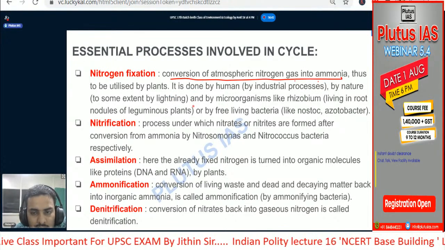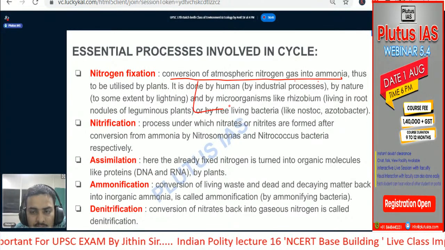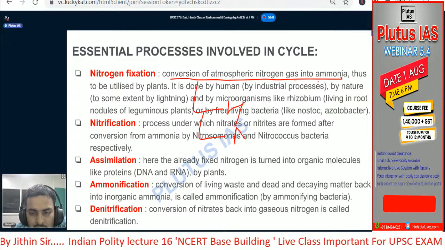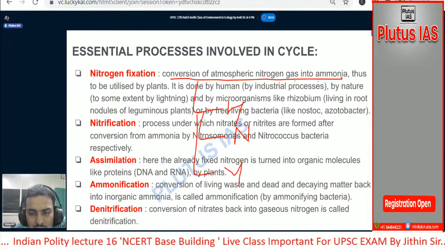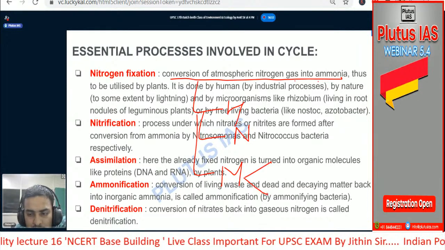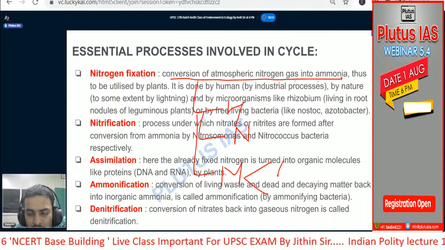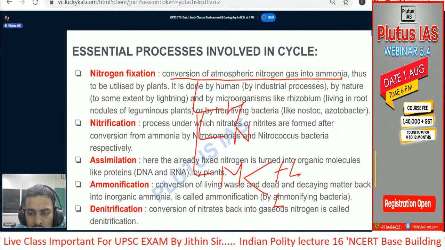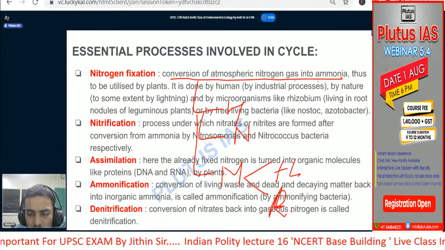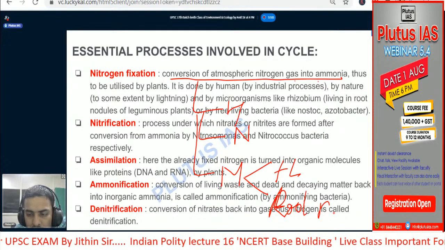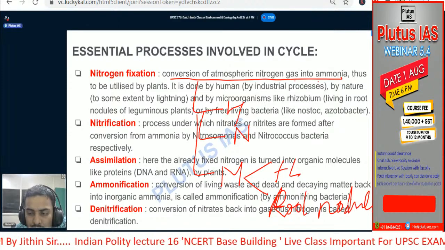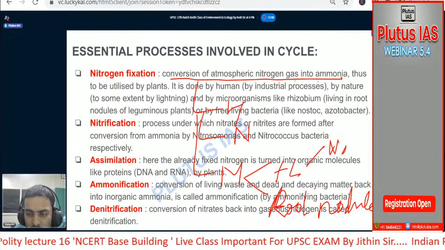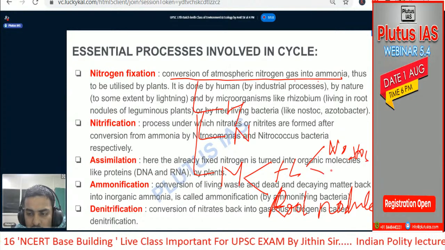You can write that this fixation is done in 3 manners: by humans, by nature, and by microorganisms. In the microorganisms, you can make sub points like by free living bacteria and by root nodule bacteria called rhizobium. And here also you can mention nostoc and azotobacter.